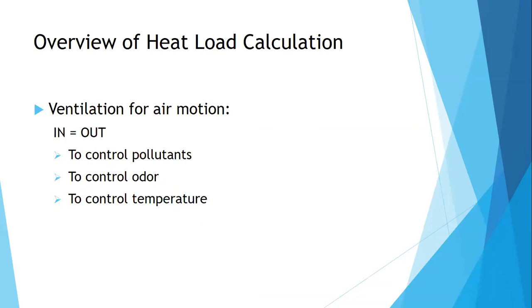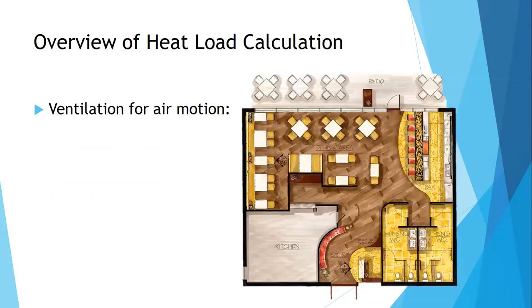For the third one, ventilation for air motion. One of the energy laws: energy in is equal to energy out. Why do we want to have air motion? To control pollutants, to control odor, and to control temperature. Okay. Example, this is a restaurant example.